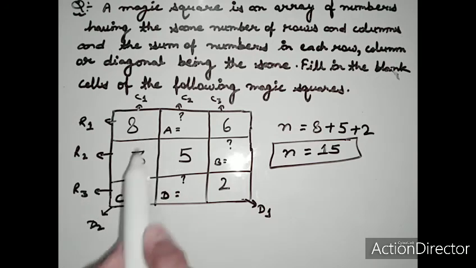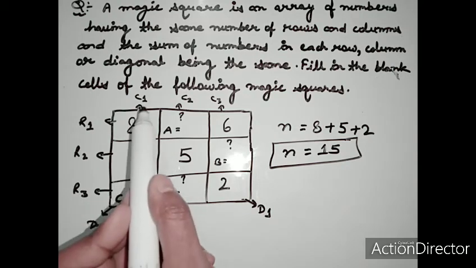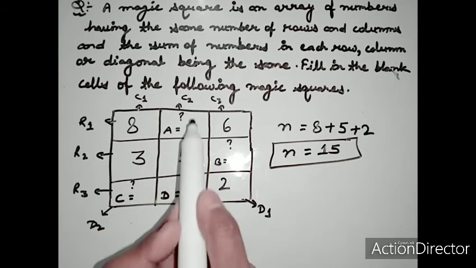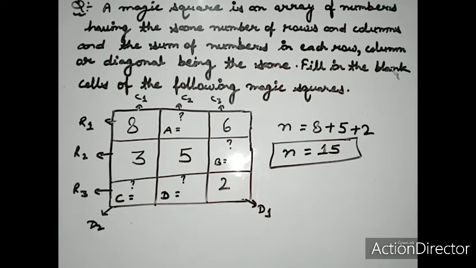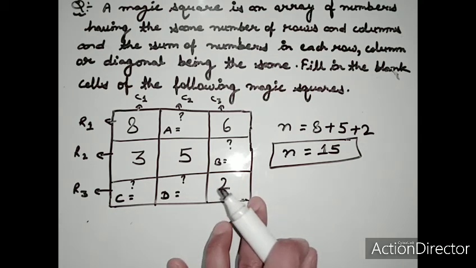Same with the columns: the sum of these three numbers in column number 1 is 15, column number 2 is 15, column number 3 is 15, and the same for the diagonals. So here we get the same sum in all rows, columns and diagonals.